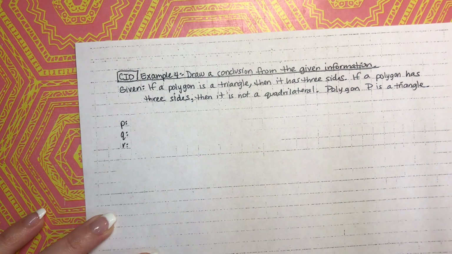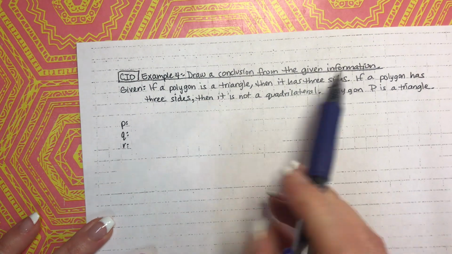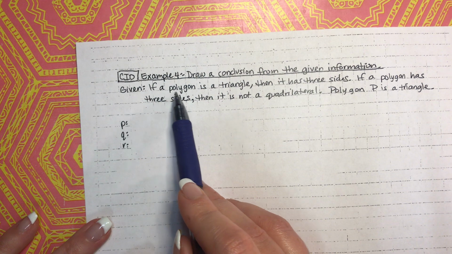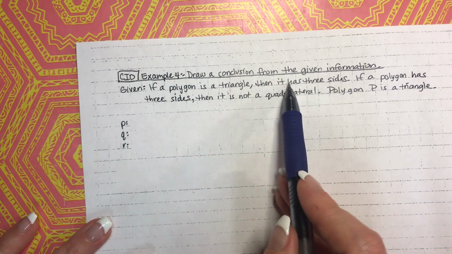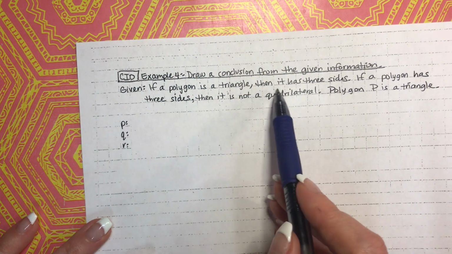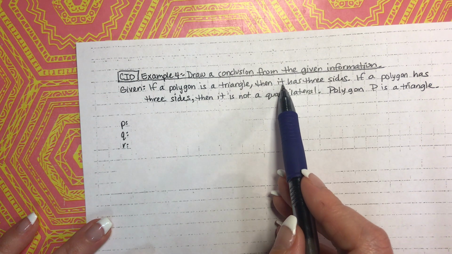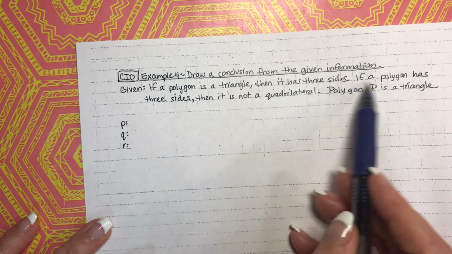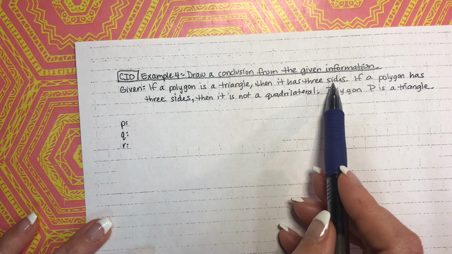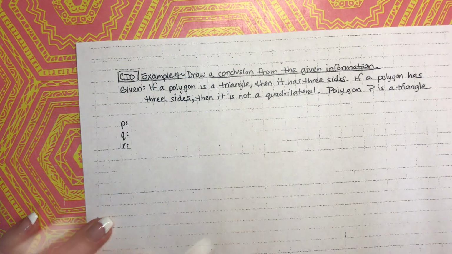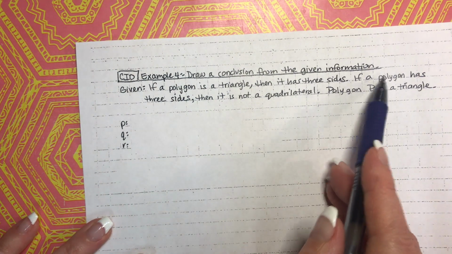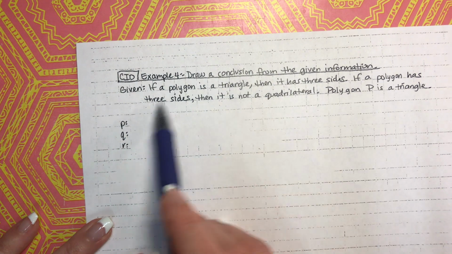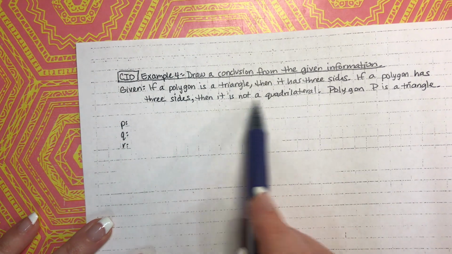So, is this our P to Q statement? If this is our P, if a polygon is a triangle, then it has three sides. That means the next one has to start with "it has three sides," or "a polygon has three sides." Does this sentence start with that? A polygon has three sides? If a polygon has three sides, woohoo, it does. So that means this is our Q. So we have P to Q, Q to R, then it is a quadrilateral.